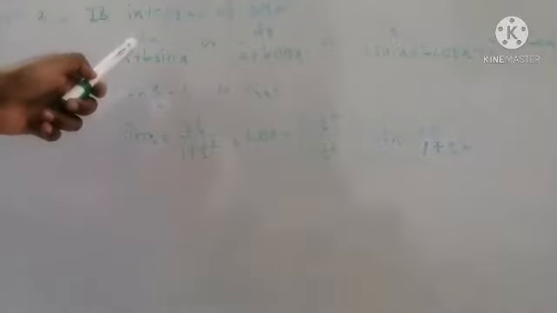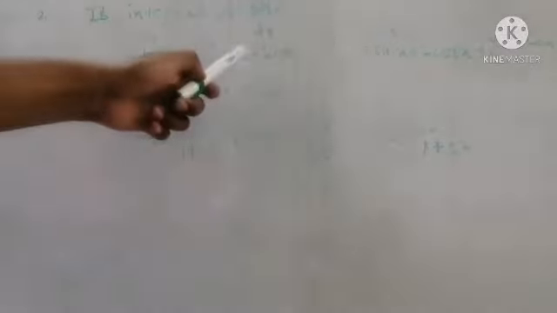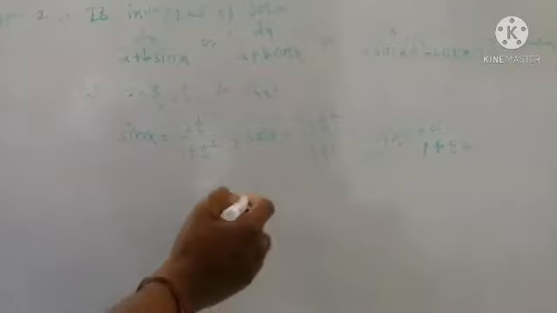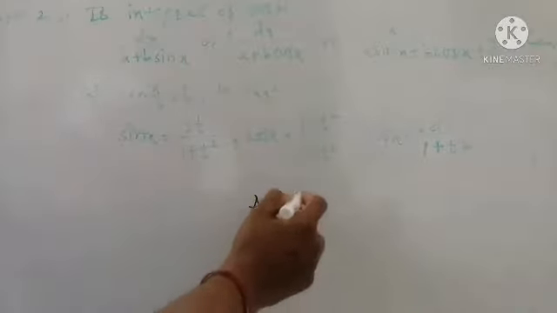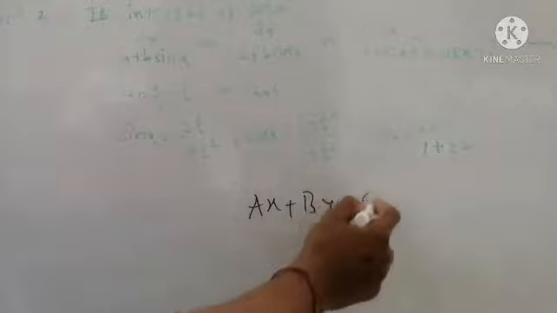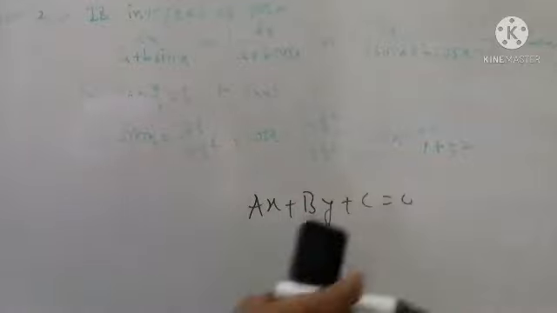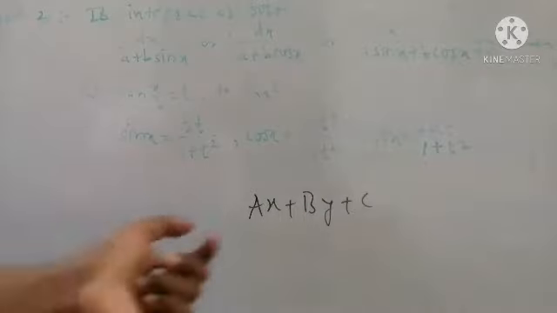Type 2 integral is in the form of integration of dx upon a plus b sin x, or dx upon a plus b cos x, or dx upon a sin x plus b cos x plus c. Actually, this denominator is in the form of, as we learned, the linear equation of a straight line ax plus by plus c is equal to 0, in which there are three terms, and the left hand side of this equation is a linear polynomial of x and y.